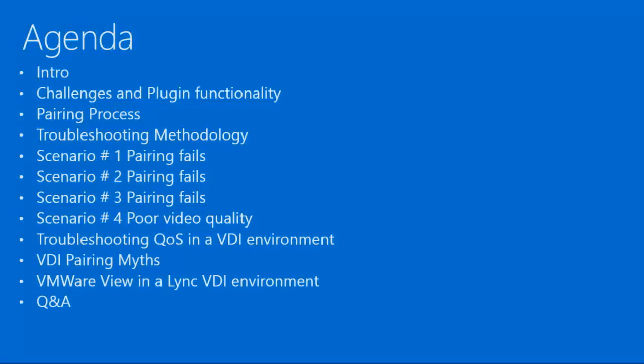From an agenda point of view, we're going to start off by just talking through what the VDI plugin is and how it works, talking through the pairing process. We're going to run through some troubleshooting methodology. We're going to pull 4 scenarios to walk you through of things we've commonly seen in the field, go down to the log level, look at some of the issues, look at how they were fixed. Hopefully these things you can take away.